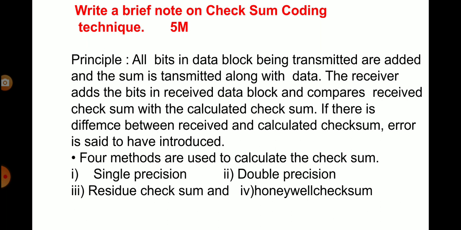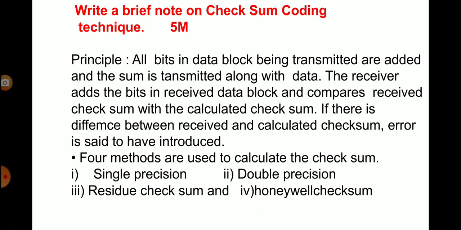This carries 5 marks. Principle: all bits in a data block being transmitted are added, and the sum is transmitted along with the data. The receiver adds the bits in the received data block and compares the received checksum with the calculated checksum. If there is a difference between the received and calculated checksum, an error is said to have been introduced.